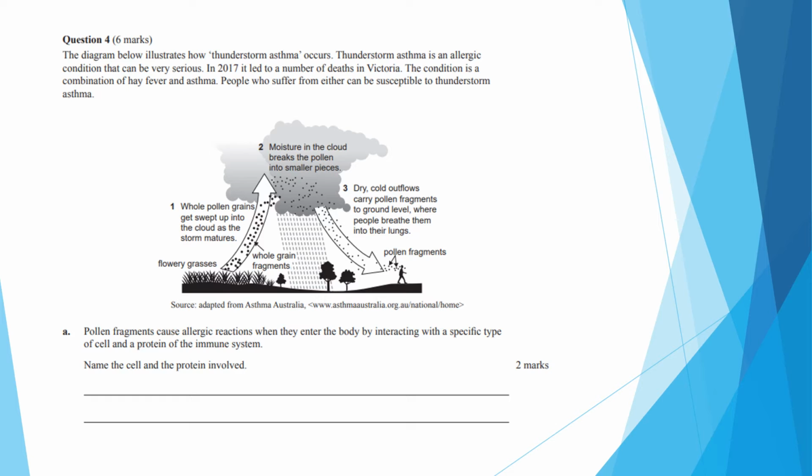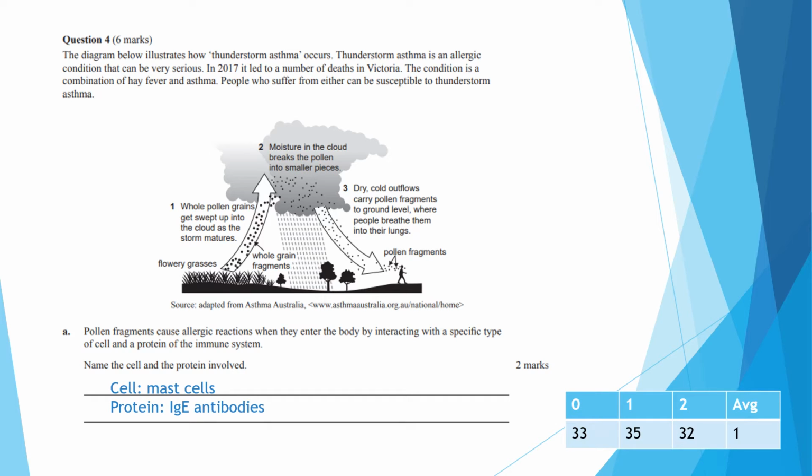Okay, so part A asks you to name the cell and protein that is involved in allergic reactions. This is knowledge recall, and the answers are mast cells and IgE antibodies.